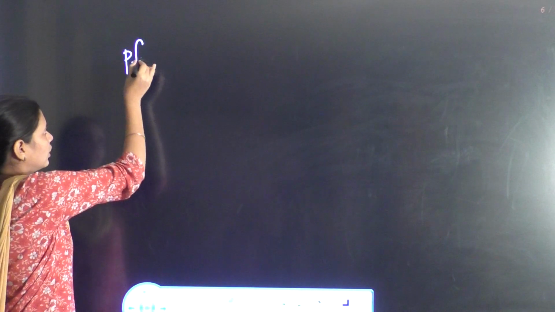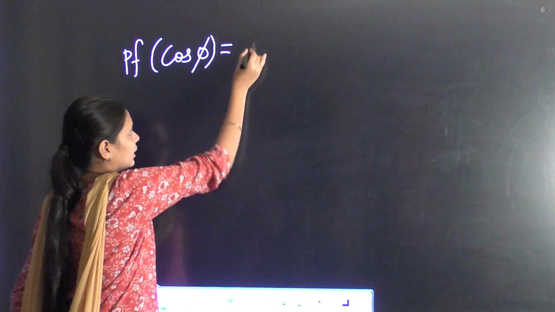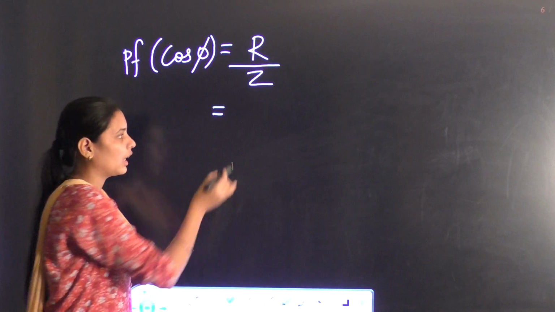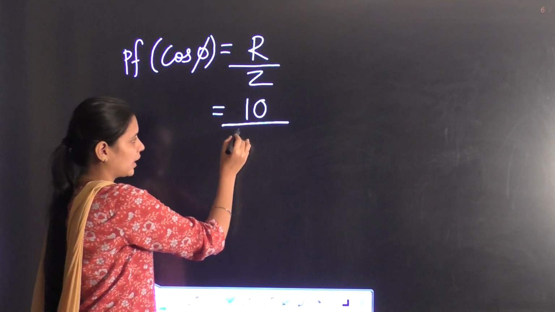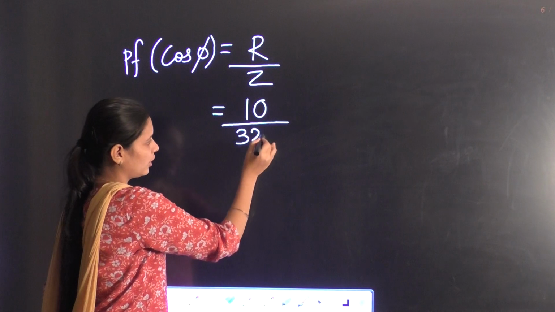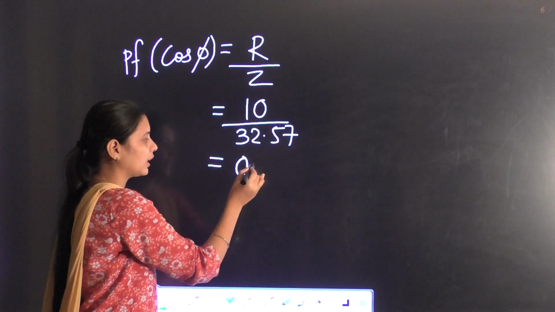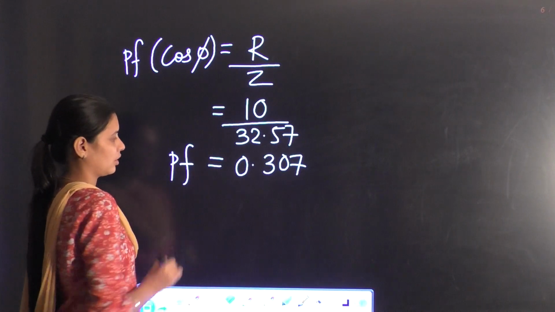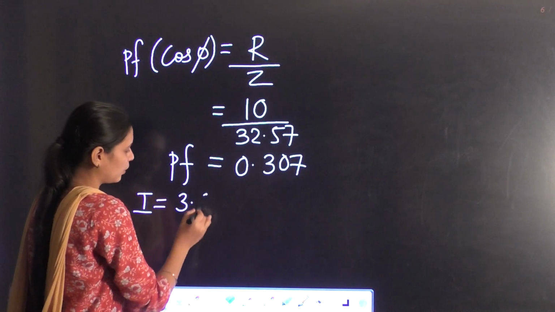Next I have to calculate the power factor. The power factor, that is cos phi, for a series RLC circuit is R by Z. I know that R is 10 ohms, and I calculated Z to be 32.57. After dividing 10 by 32.57, I get 0.307. This is my power factor. So I got the value of the current to be 3.07 ampere.